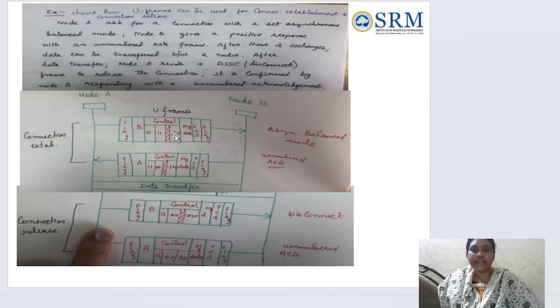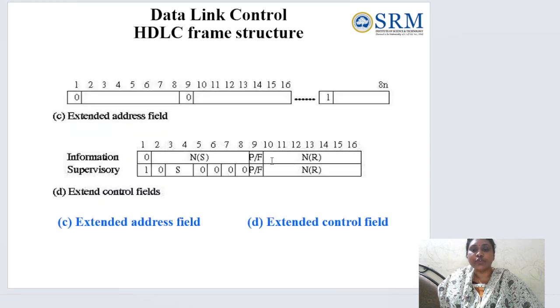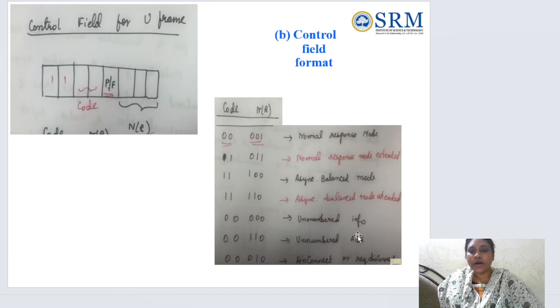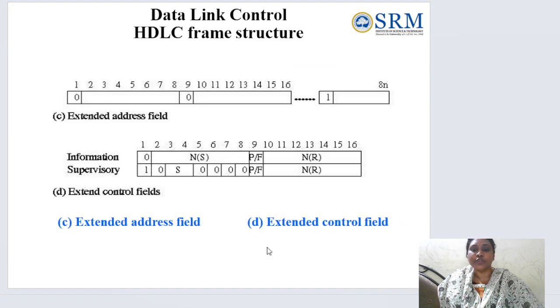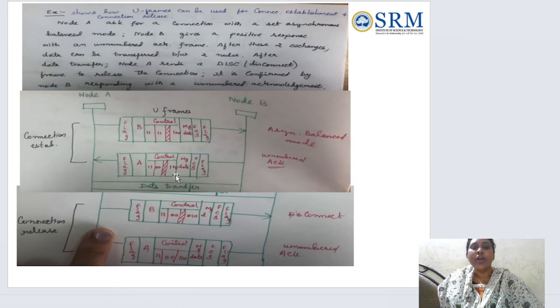For example, this is the information for that. They are asking for the asynchronous balanced mode. For the asynchronous balanced mode, the code value is 11 and then 100. It will be sent from node A to node B. And then the unnumbered acknowledgement, that is the reply part, what is the code? We have to refer to the code information. So unnumbered acknowledgement is 001100. Now we put it into the code representation frame. Okay, that is the reply part. This is the node A, node B data transfer for the connection establishment.